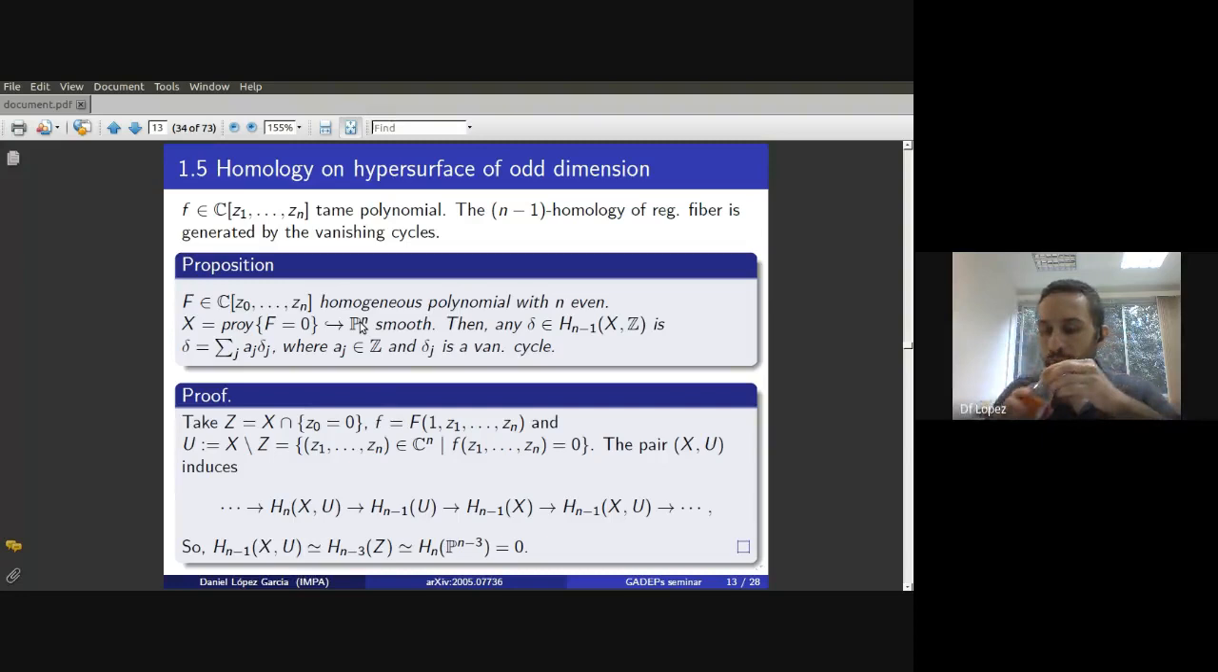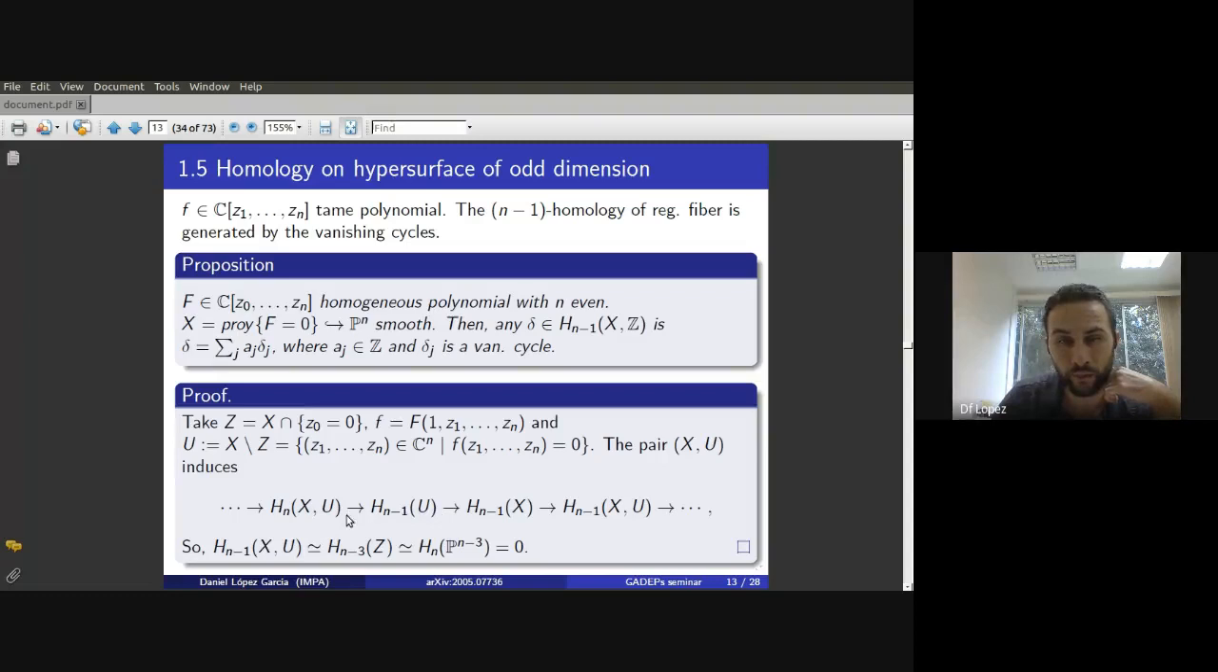Okay. The proof is this. We consider a section c0 equals 0. We suppose that this intersects the manifold X transversally. We define the hyperplane section C, this intersection. We also define this polynomial f equal to capital F by taking c0 equal 1. And this polynomial gives us a fibration of C^n. So we can define this affine variety, the complement of C in X, which is also defined by the preimage of zero of this f. So we have this pair here, which induces this sequence in homology, and this map, for example, coming from the inclusion map, and this map is the boundary map.